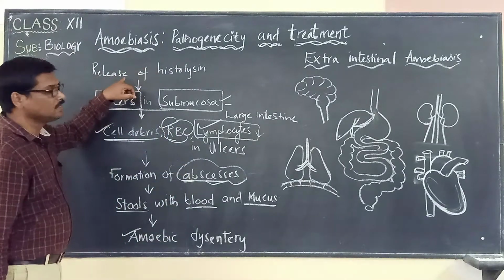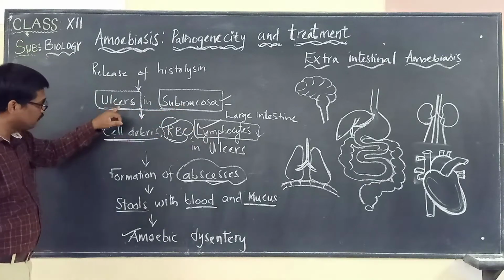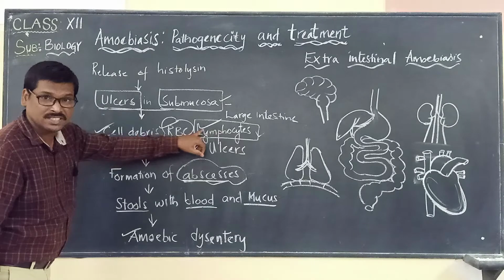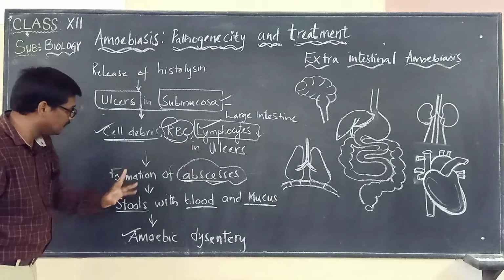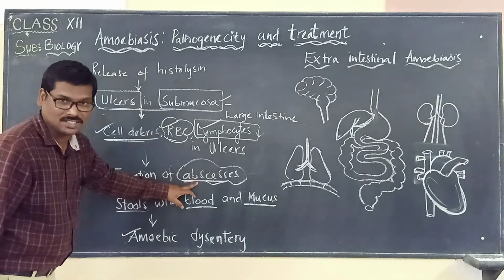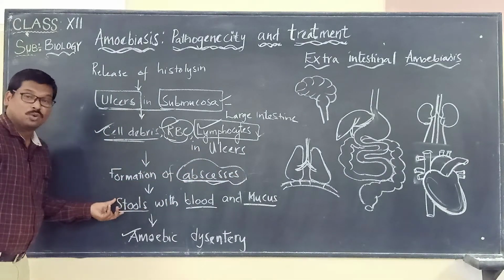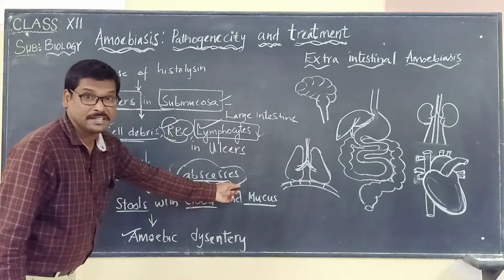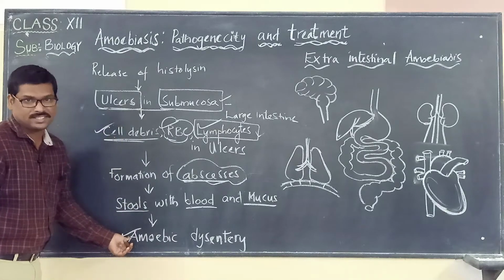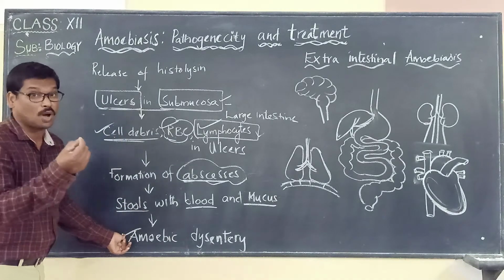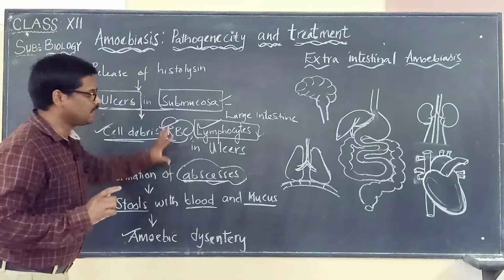So we are saying here that release of histolysin causes what? Ulcers in the submucosa, and because of that there will be cell debris, RBCs and lymphocytes in the ulcers, and because of these it causes what? Formation of abscesses, which means pus. And now that individual will pass stools with blood and mucus, which indicates that person is suffering with amoebic dysentery. We say it is amoebic dysentery, or tropical dysentery, or otherwise intestinal dysentery.